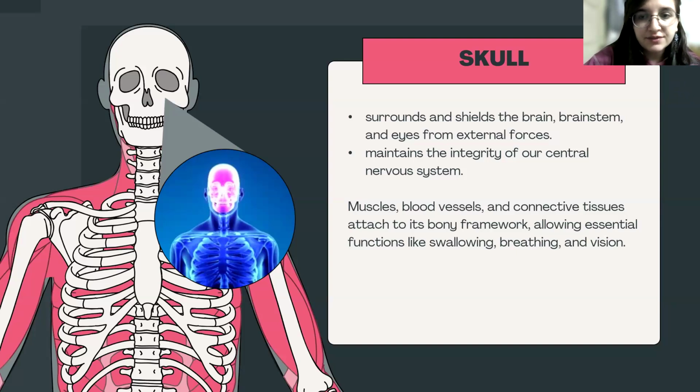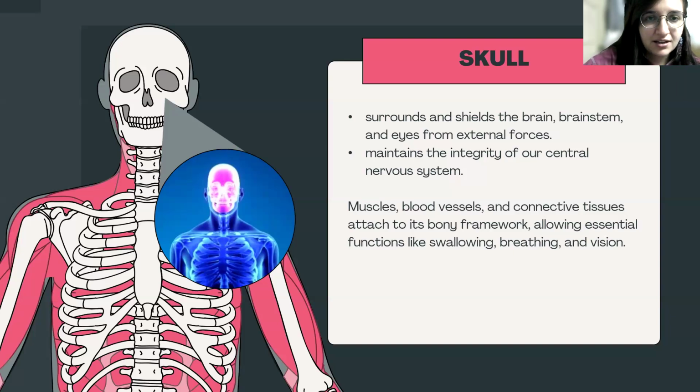Also, because the skull protects our nervous system, we're able to perform our body functions. And in a way, this skull is also important and plays a role in protecting and being integrated with the muscular system, blood vessels and the connective tissues. So because of that, we're able to swallow our food, we're able to breathe, we're able to have proper vision. So it's a very important system.